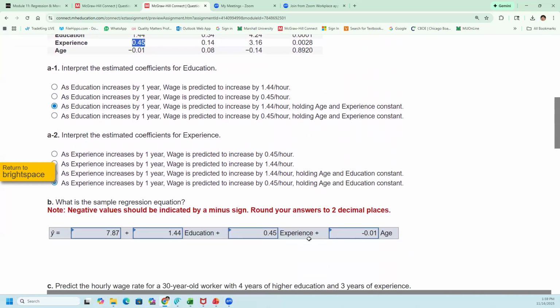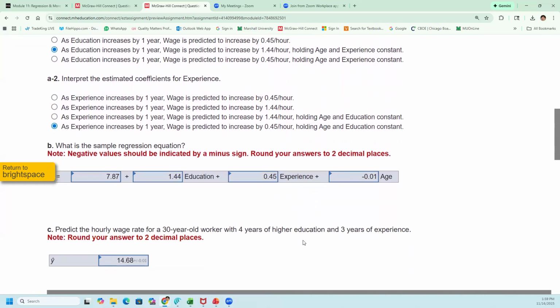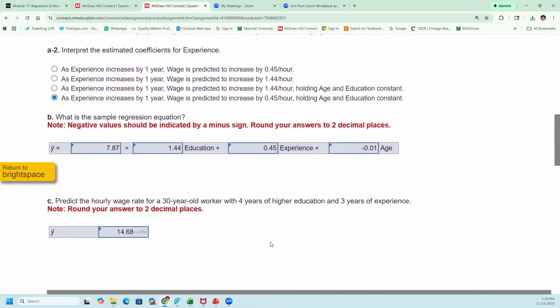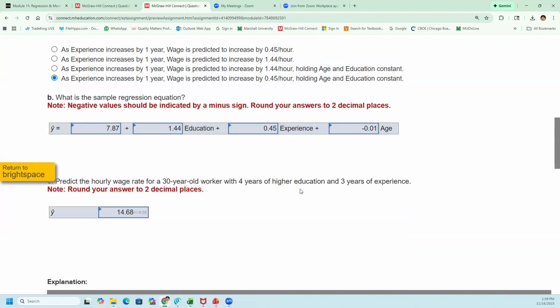So you can replace those numbers for a 30-year-old worker. You can replace age by 30, 4 years of higher education, education by 4, and 3 years of experience, you can replace that by 3.